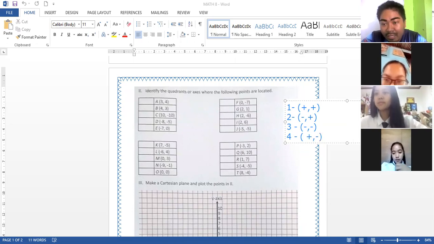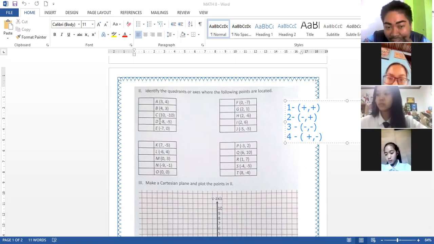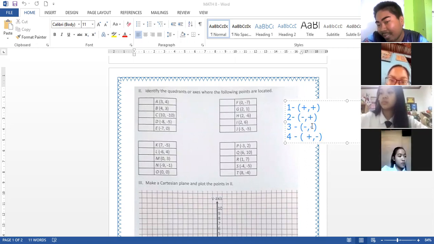Ayan. So, ganyan siya. So, hanapin mo ngayon, letter A, positive, positive, that is quadrant 1. Susulat mo lang, quadrant 1. Letter B, ano siya? Positive pa rin. That is quadrant 1 still. Di ba? Letter C, 10, negative 10. So, saan dyan yung positive, negative? Positive, negative, that is quadrant 4. Ganun lang siya. Okay? O, letter D, negative 8, negative 5. Therefore, that is quadrant 3.